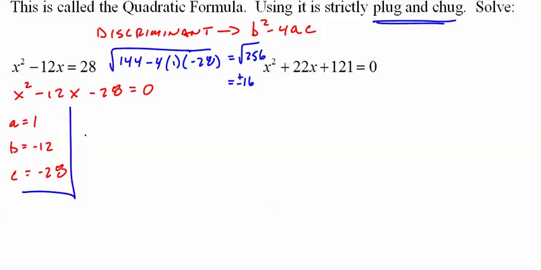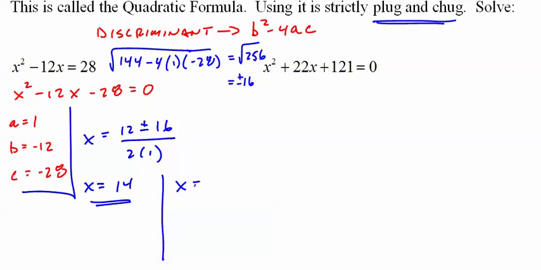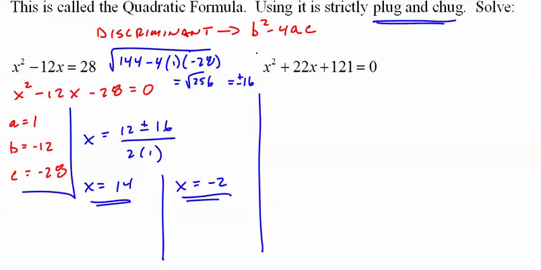So x equals negative b, 12, plus or minus 16 over 2 times 1. x equals 12 plus 16, which is 28 over 2, 14. x equals 12 minus 16, which is negative 4 over 2, negative 2. Done. I'm going to write this over here because it's getting in the way of this. Let's try again. Once again, if you want to do it, by all means.